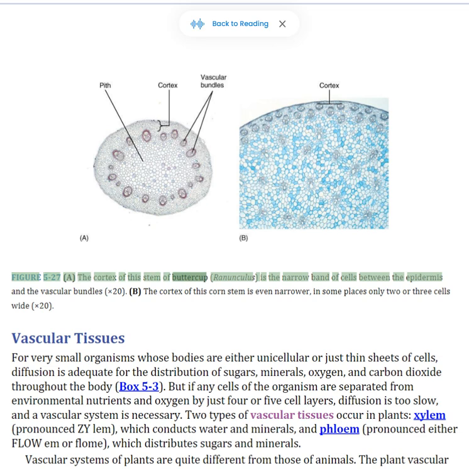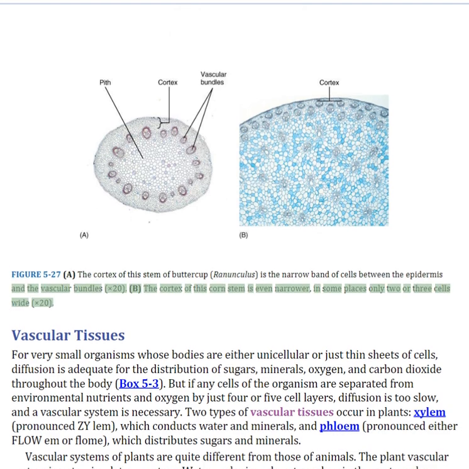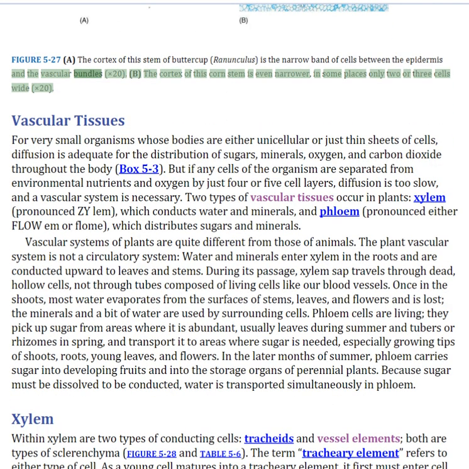Figure 5.27. The cortex of the stem of buttercup is the narrow band of cells between the epidermis and the vascular bundles. The cortex of this corn stem is even narrower, in some places only 2 or 3 cells wide.